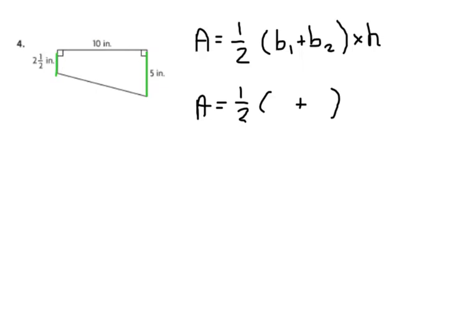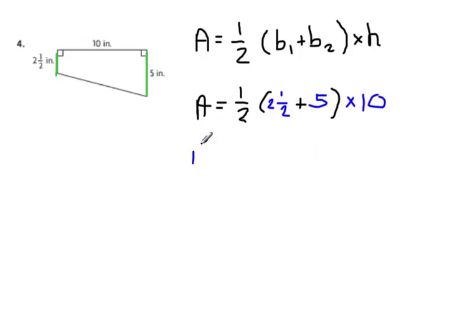Alright, so let's plug the numbers in. I have the formula already written down. We know that the sum of the parallel sides, we know we're dealing with 2.5 is one of the bases, and we know 5 is the other. Those are the two lines that are parallel to each other. The line that's perpendicular to those parallel sides is right here. That would be considered the height, 10.